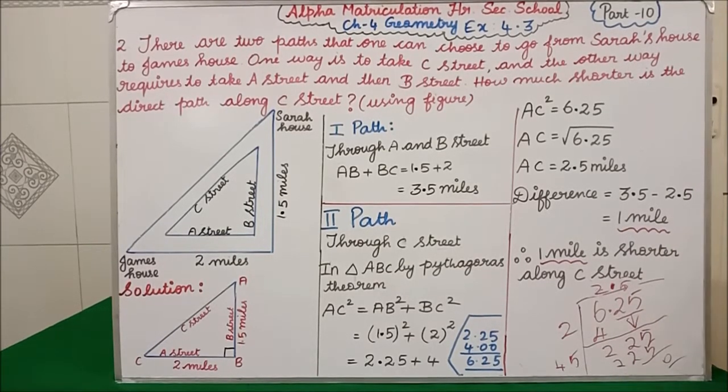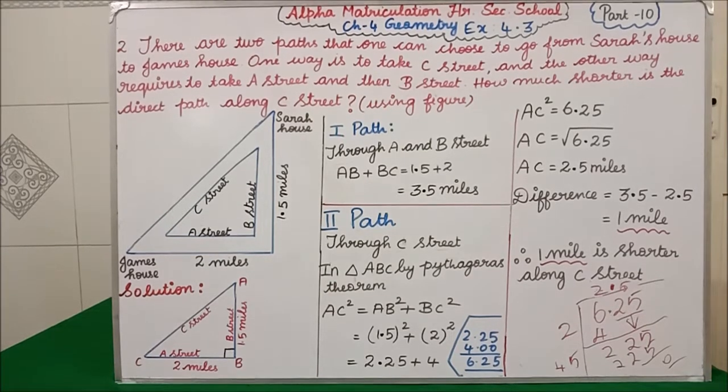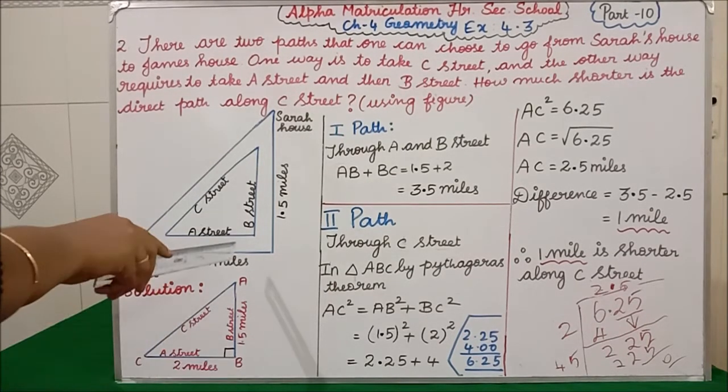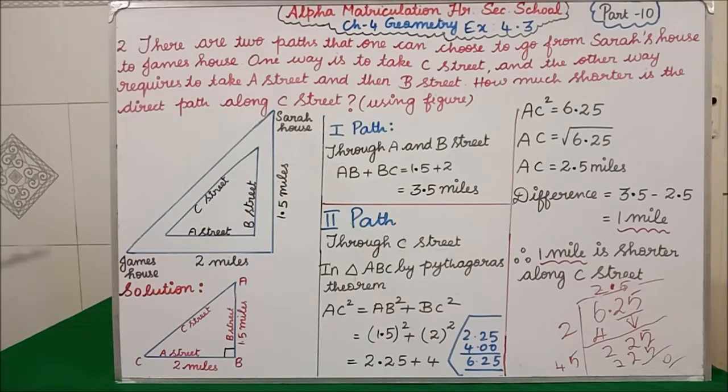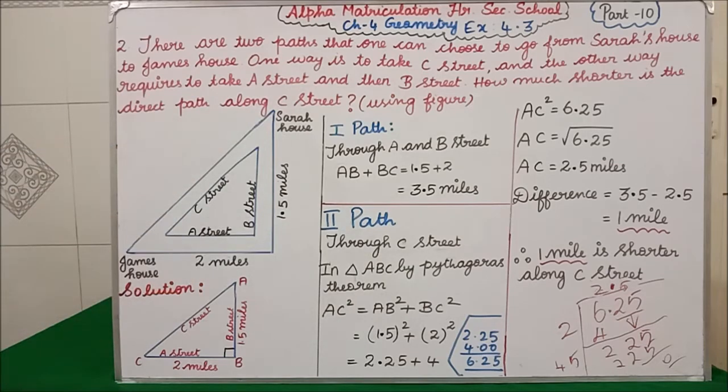Therefore, if you go with A street and B street, 1 mile will be more for you to travel to Sara's house. Clear? If you go this way, you will face 1 mile extra. But if you are going only through C street, that means 1 mile will be shorter for you. So only the last line, therefore 1 mile is shorter along C street. You have to write that and finish it off. Clear, students, all of you?